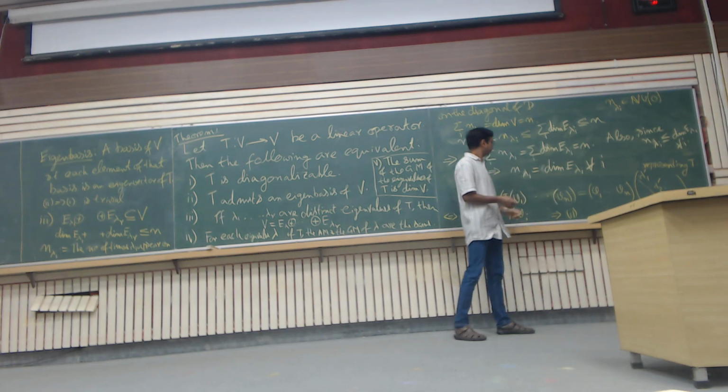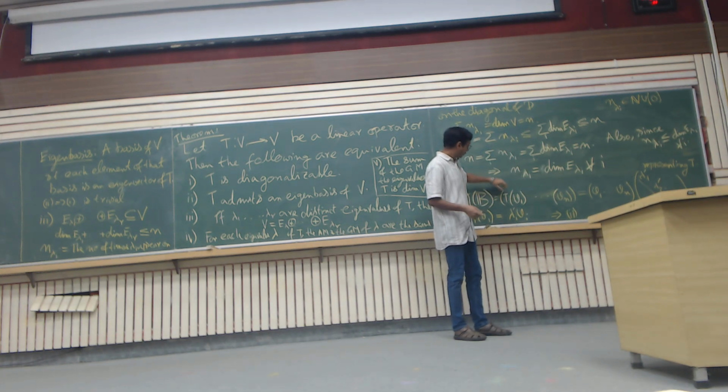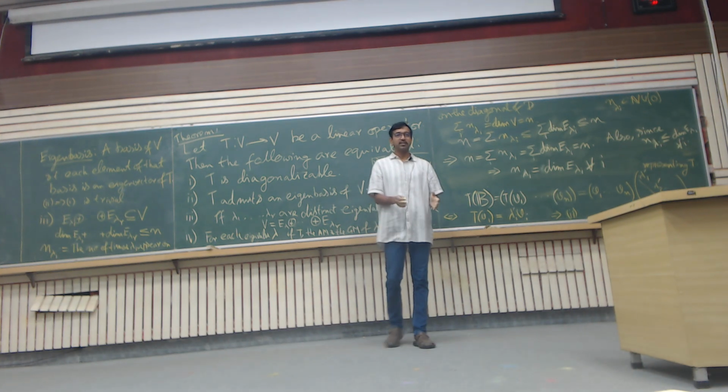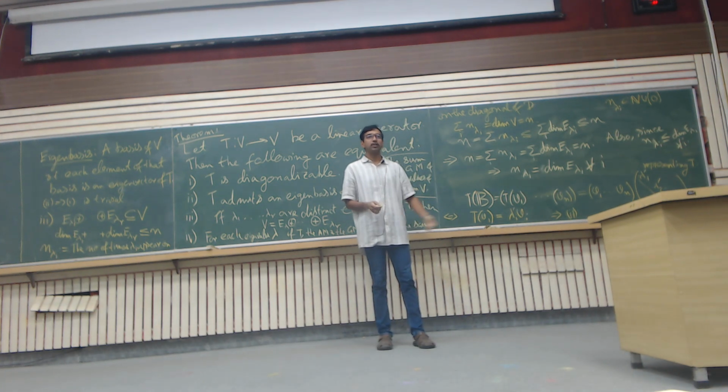And that means this V is just the direct sum of, or a union of, all the different bases for the different eigenspaces, and you are just taking the union of them, and you are getting V.